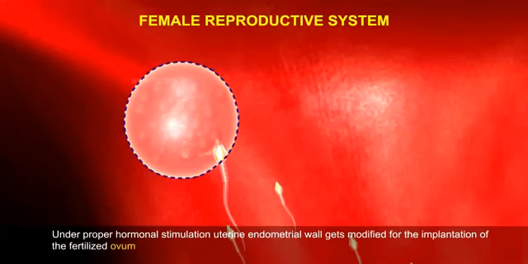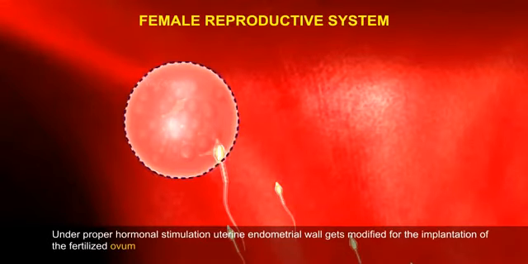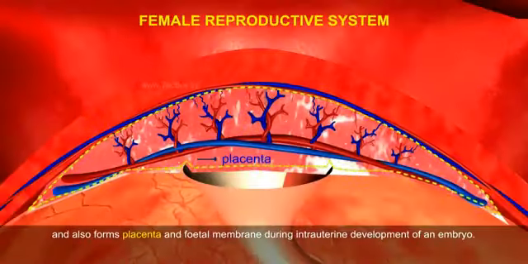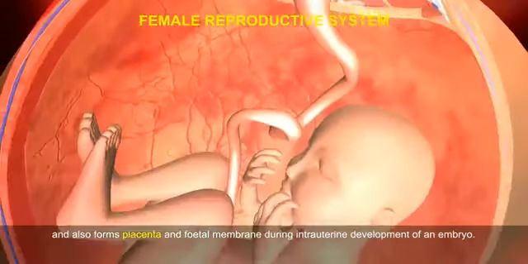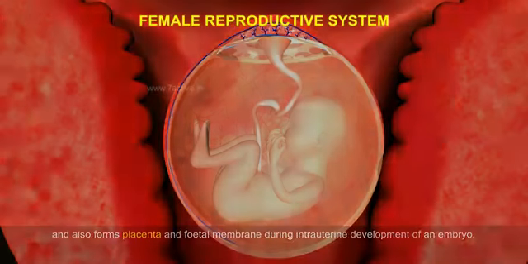the baby. Under proper hormonal stimulation, uterine endometrial wall gets modified for the implantation of the fertilized ovum and also form placenta and fetal membrane during intrauterine development of an embryo.